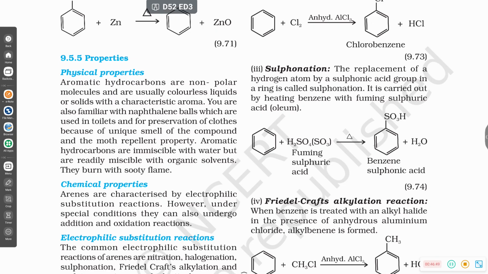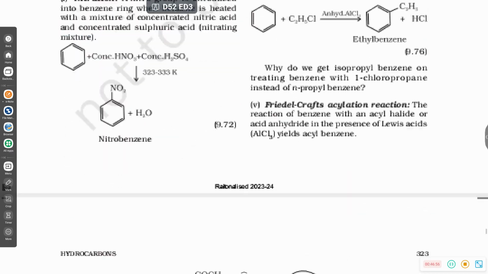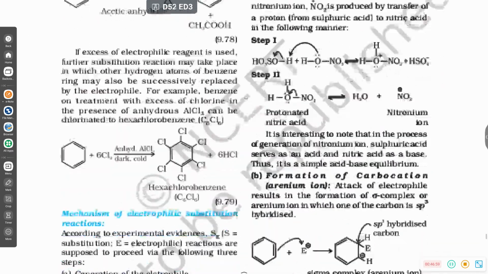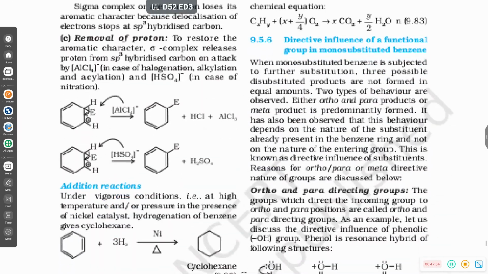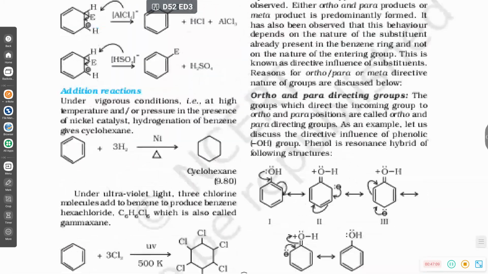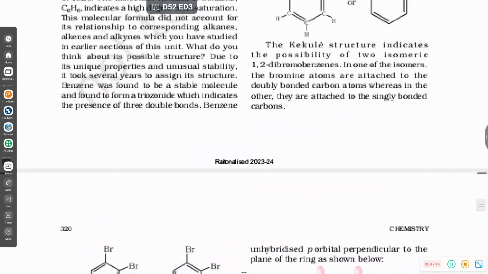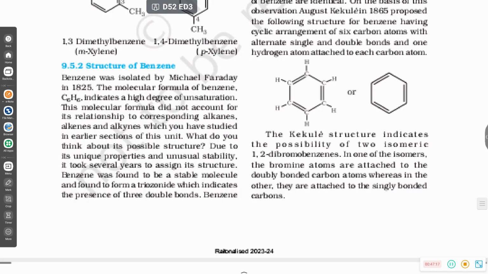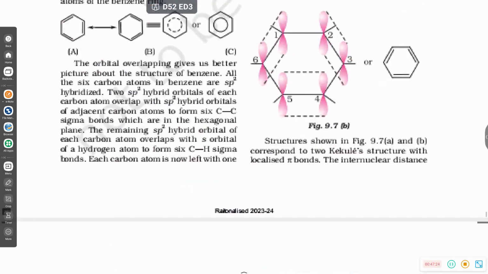Next, chemical properties now. Let's take the properties first. Electrophilic substitution reaction we study. There are 5 important ones. After that, we will study addition reaction. Combustion reaction we will study. That's all, 3 reactions: electrophilic substitution, addition, combustion. They will tell like this only, though there are so many things to tell. So first, I am taking electrophilic substitution reaction.